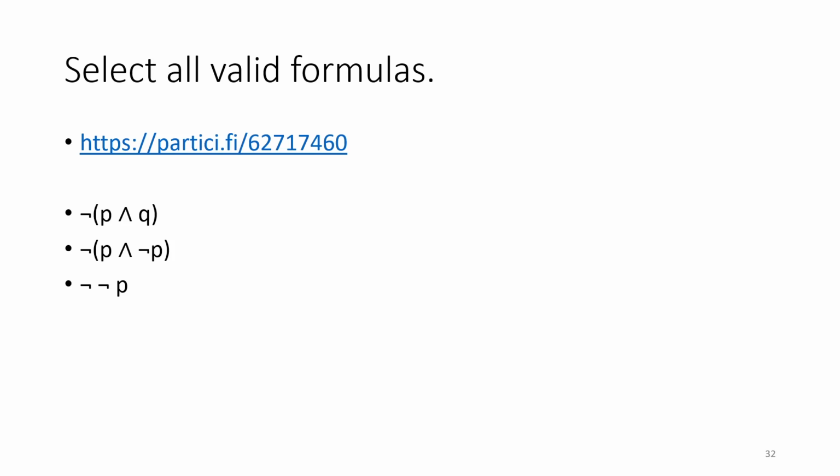This one is valid. Can somebody give an intuition why it's valid? The inside is always false because we have P and not P. If we say P is false, then not P is true, but that's a conjunction, so this still remains false. And if we say P is true, then not P is false, and this conjunction makes it again false. Then we negate it, and it's true. So no matter what we assign to P, it's always true. So we have a valid formula.